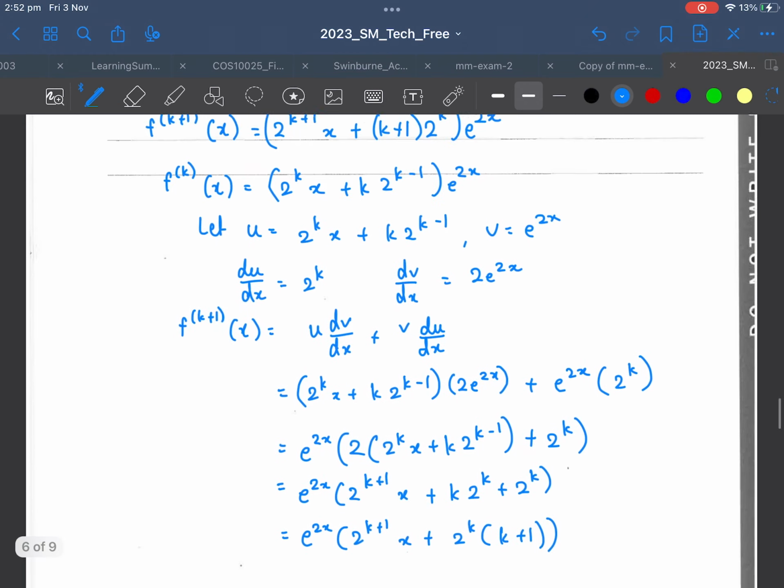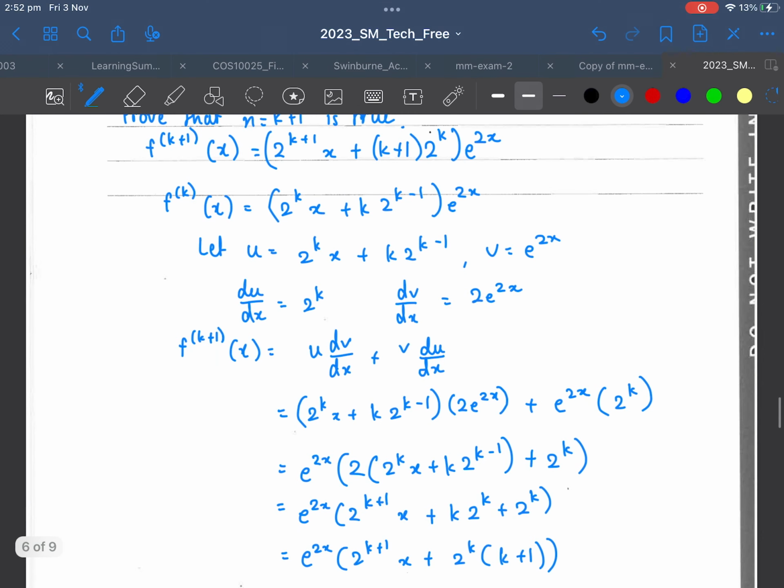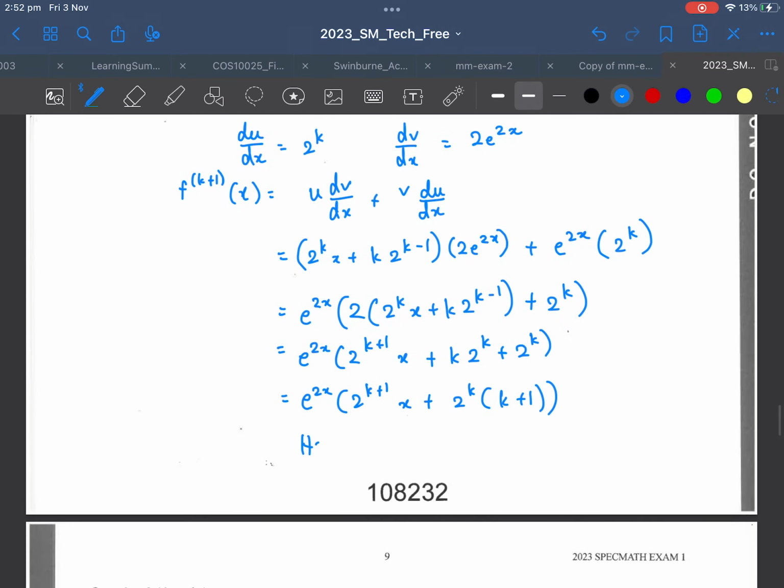Okay, now is this going to match the correct option? Yes, it is. So as you can see, this and this are the same, so hence we can say that hence proved by induction. Okay, this question. Wow, a lot of algebra here.